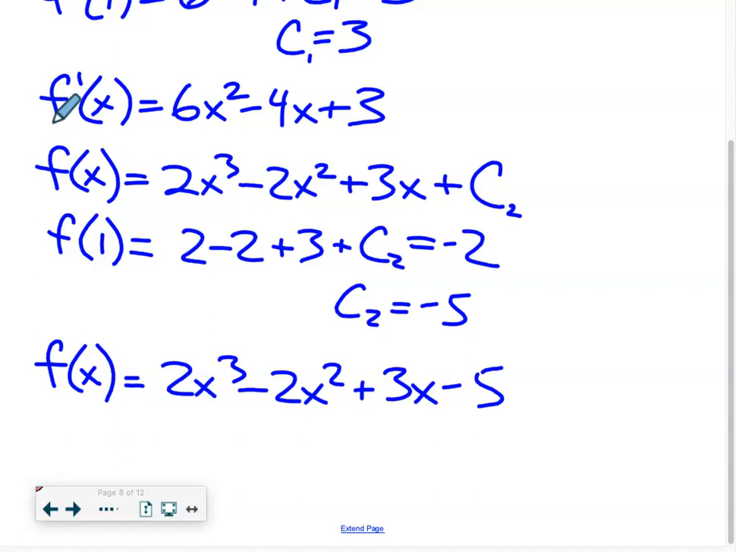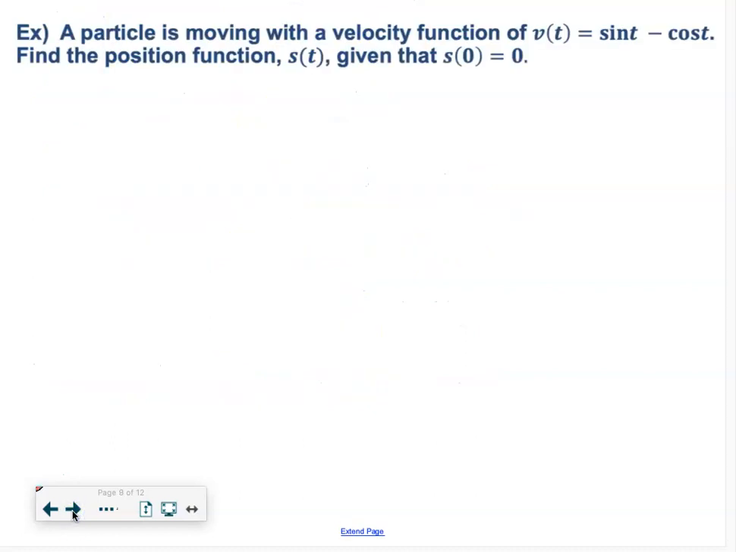Okay. All right. Are we ready to move on? Moving on. All right, we're going to do a little bit of PVA, a little bit of motion.